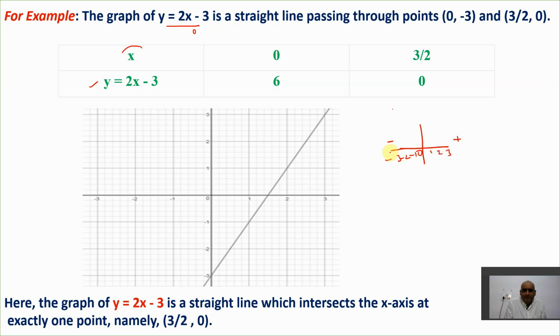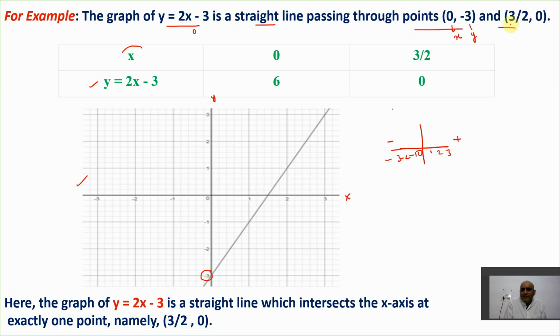Now here he says the graph of this equation is a straight line passing through these 2 points. First of all, you need to locate these points on a graph. You can see in this diagram, the first coordinate is for the x-axis, the second is for the y-axis. So x is 0 and y is -3. So this is -3 here, because this is the y-axis and this is the x-axis, right?